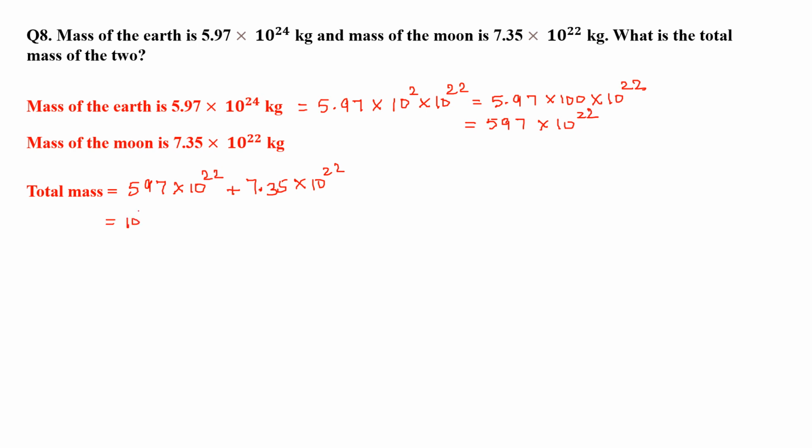10 to the power 22 into, here I will be left with 597 plus 7.35. So if I add it, 10 to the power 22 into this will give me 604.35. So the total mass will be 604.35 into 10 to the power 22 kg. So this will be the total mass.